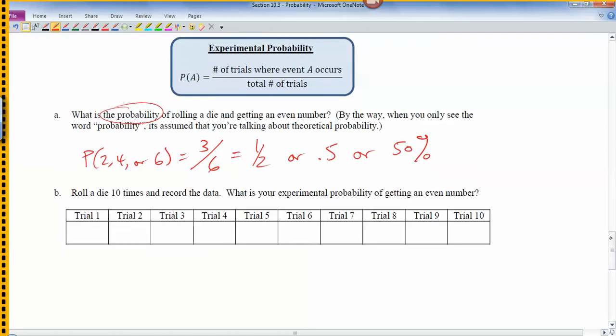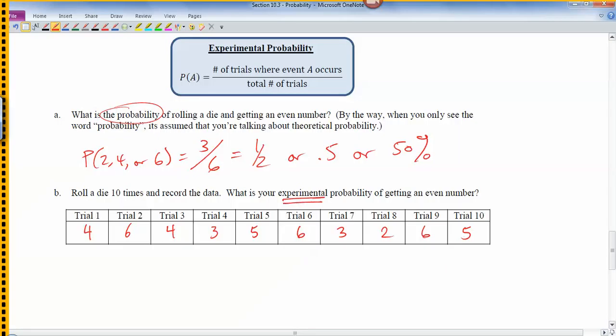All right. In B, we're rolling a die 10 times and then recording the data. Now, I already did this, and let's see, what did I get? I got a 4 the first time, then a 6, then a 4. I actually did do this, by the way. I'm not making this data up. 6, 3, 2, 6, 5. Okay, so let's say you rolled the die 10 times and you rolled a 4 the first time, a 6 the second time, blah, blah, blah, down to a 5 on the 10th try.